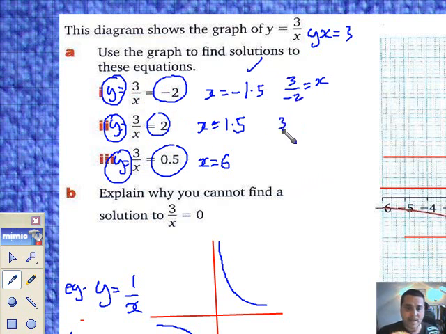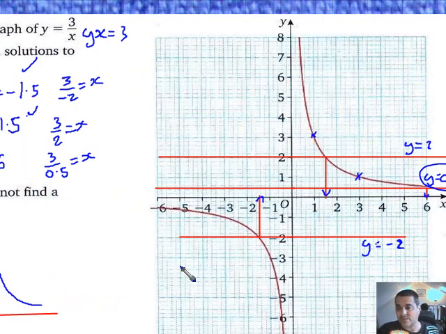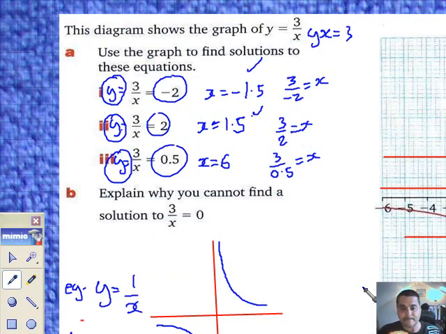Look at this one here. I've got 3 over 2 equals x, just cross multiply again, and 3 divided by 2 you know is 1.5. And the next one, cross multiply again, swapping over the half and the x, 3 over a half is the x value they're looking for, and how many halves go into 3? Well, that's going to be 6 times, so x equals 6 is a believable solution.